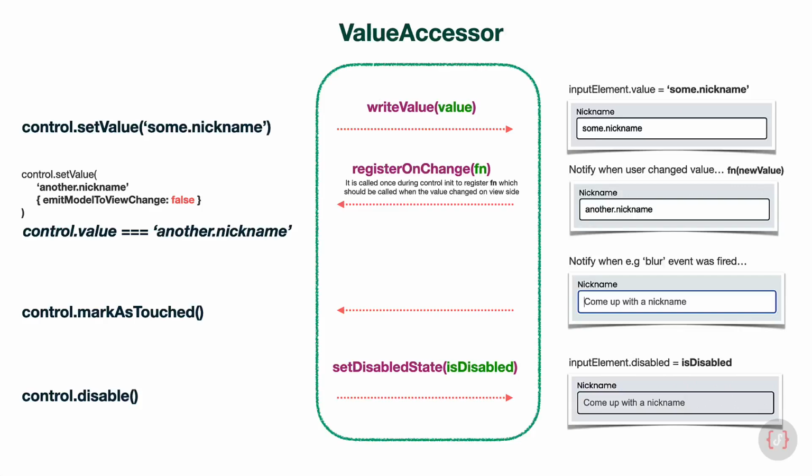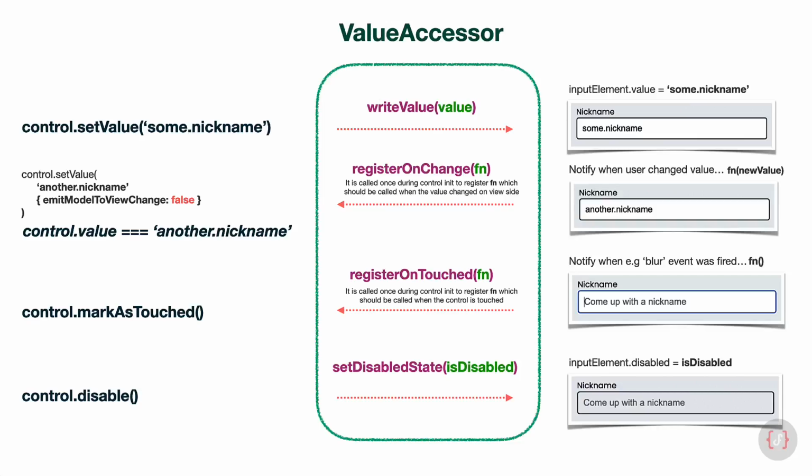Pretty much similar happens for touch synchronization. There is also a dedicated method called registerOnTouched, which is also called once during the initialization and provides some magical callback function that needs to be called every time the native control is supposed to be touched, for instance on the blur JavaScript event.